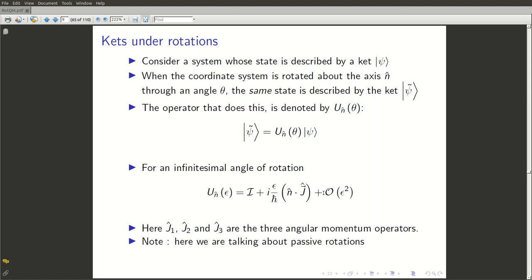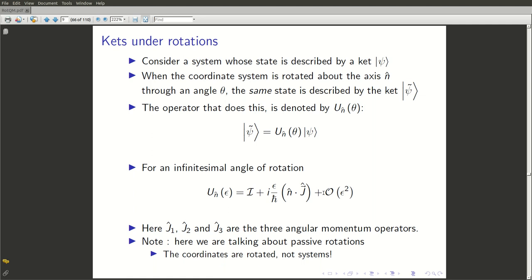Now let me warn you about one thing which I have already stated but need to be very clear about here. In all of this we have been talking about passive rotations, situations where the system itself stays the same, it's just the coordinate system which is being rotated through an angle theta or epsilon, as the case may be. The coordinates are rotated once again, not the system. This is different from active rotations where the coordinate system stays the same but the physical object is rotated.